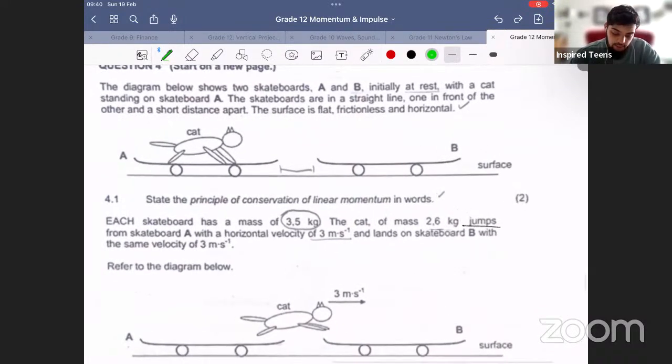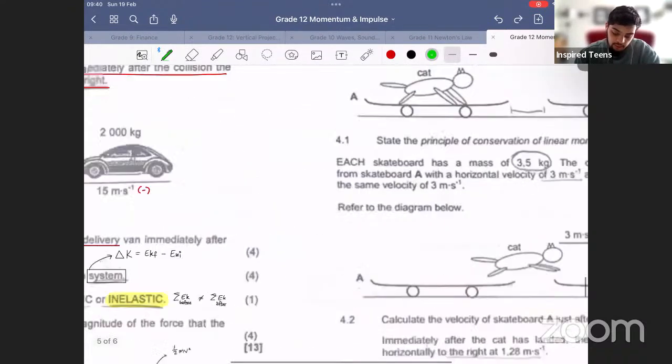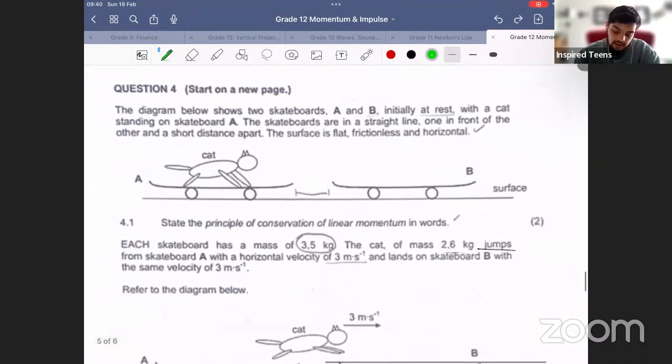Okay, so the diagram below shows two skateboards, A and B, initially at rest, with a cat standing on skateboard A. We didn't skip a question, right? Okay. With a cat, where are we? For the cat standing on skateboard A, the skateboards are in a straight line, one in front of the other and a short distance apart. The surface is flat, frictionless, and horizontal.